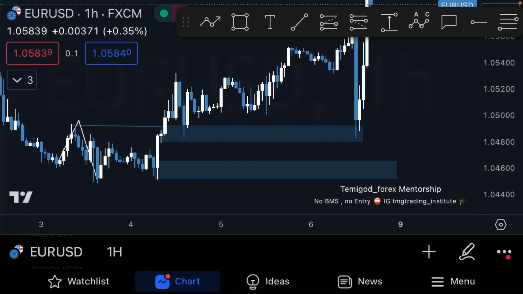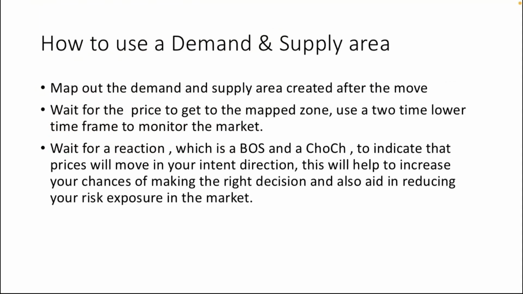And we're going to move over to the next topic, which is what? How to use supply and demand zones. So we're going to be discussing how to use these zones.